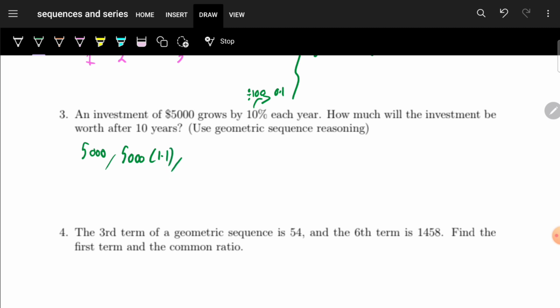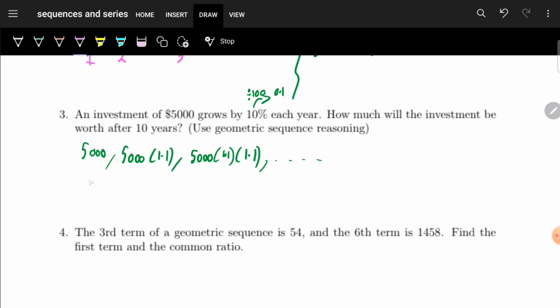Okay, how much money are we going to have the next year? Well, the next year we'll have whatever this amount is, which is 5,000 times 1.1, times another 10% profit. So times another 1.1. Again, why 1.1? Because we keep our original amount of money, that's the 1, and we make 10% profit. So that's the 0.1. Okay, so we can see the common ratio is 1.1.